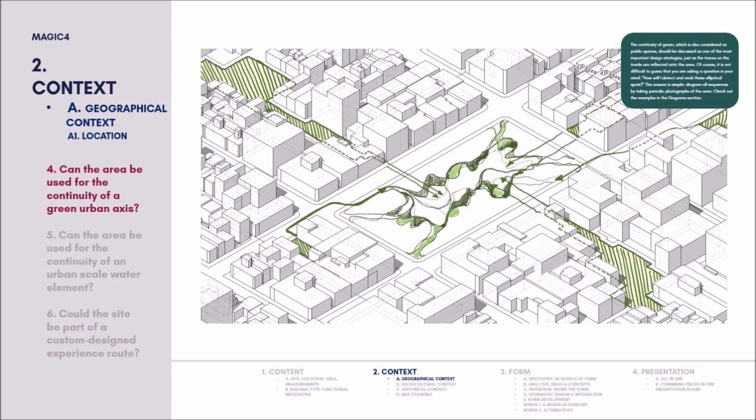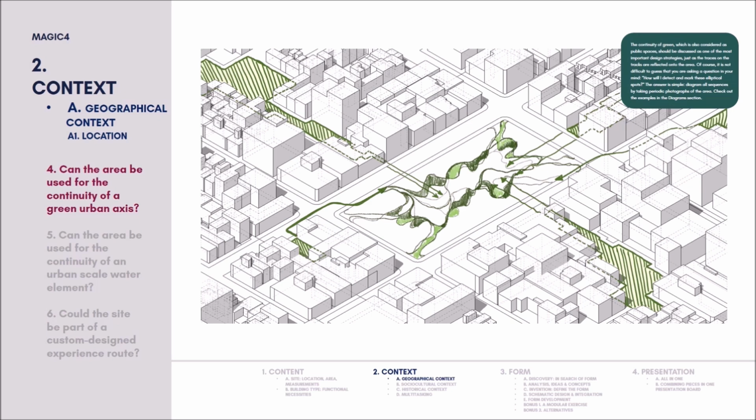A1. Location. Question 4. Can the area be used for the continuity of a green urban axis? The continuity of green, which is also considered as public spaces, should be discussed as one of the most important design strategies, just as the traces on the tracks are reflected onto the area.